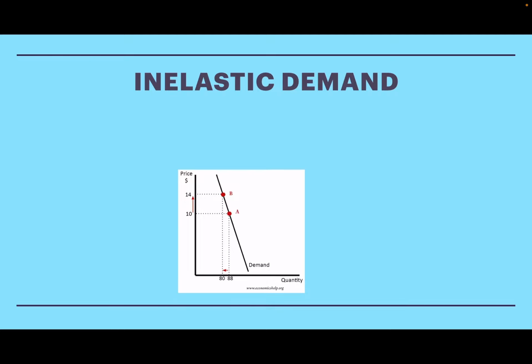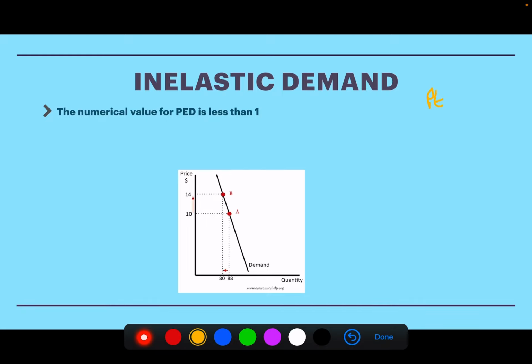Inelastic demand is the opposite. So here we've got quite a big increase in price, but only a very small decrease in demand. And this time the numerical value for PED is less than 1. The reason we say numerical value is because we've already said that the PED is going to be negative, so we have to ignore that negative sign, and the value for PED has got to be less than 1. So if PED is minus 0.5, that would be inelastic. If it's plus 0.5, it'll be inelastic.